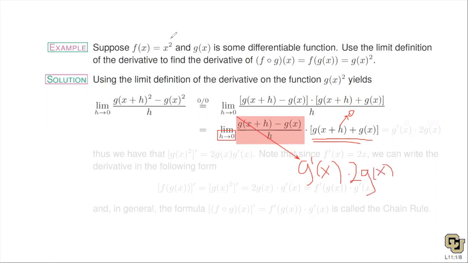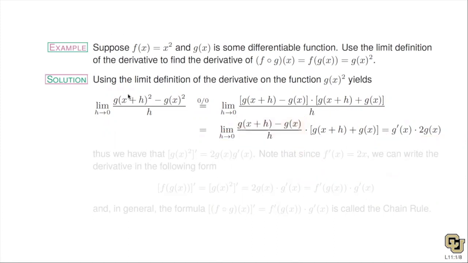So this is what I have written down here when I apply the limit. As I said, the difference quotient here, g of x plus h minus g of x over h, as h goes to 0, becomes the derivative g prime of x. And the other term becomes 2g of x. So this is the derivative, but this was not the point of this problem. So we know the derivative of g of x squared is 2g of x times g prime of x.